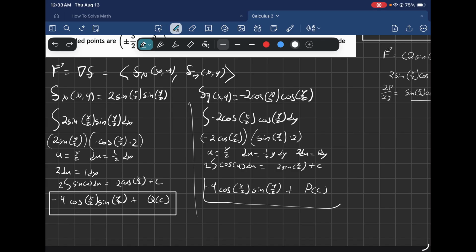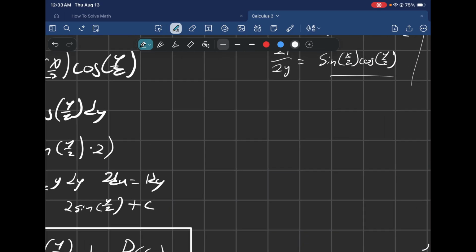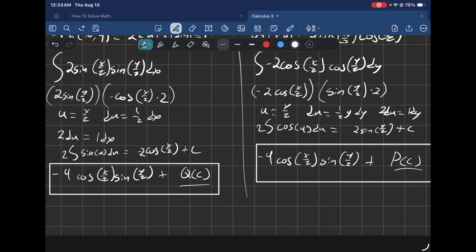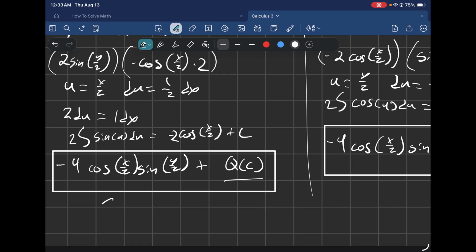So we can assume that if these two constant numbers are both 0, our potential function f, and let me actually write this down here, our potential function f could be negative 4 cos of x over 2 sine of y over 2.